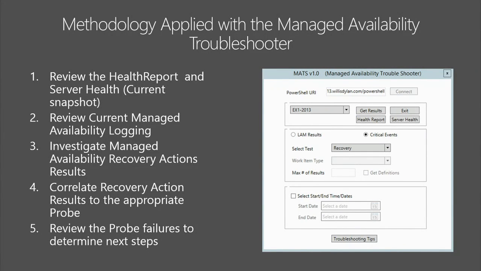So this is the actual, if the demo doesn't work, we've got this part so at least you get to see it. You'll notice the steps we talked about here. Review the health report, review the server health. There are two separate Exchange commands that we can use. At that point, we'll look at recovery actions and the actual monitoring that's going on. Then we can look at those recovery actions and correlate them to the actual probes, and it's really easy to do. When you start pulling these, you know which probes to look at. And then we look at those probe failures to figure out what our next steps are for troubleshooting.